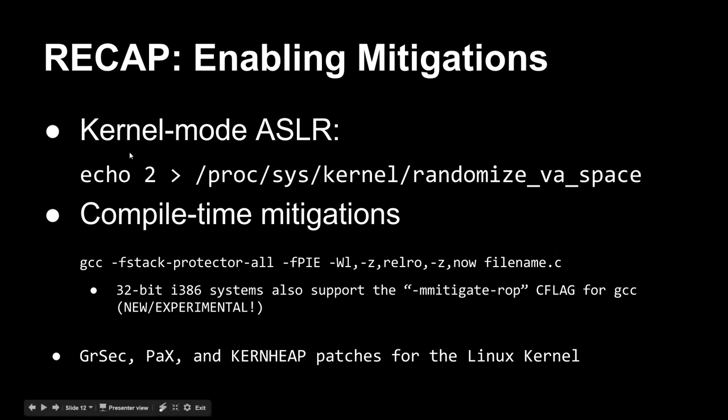Now, to recap, to enable kernel mode ASLR, you would set /proc/sys/kernel/randomize_va_space to 1 or 2, preferably 2 for full. 1 is partial, so it's very ineffective. The following compile time mitigations work for your GCC: -fstack-protector-all, -fPIE, -Wl,-z,relro, and the -mmitigate-rop cflag is new. It works for 32-bit x86 systems, somewhat experimental, so I'm not sure about the stability yet.